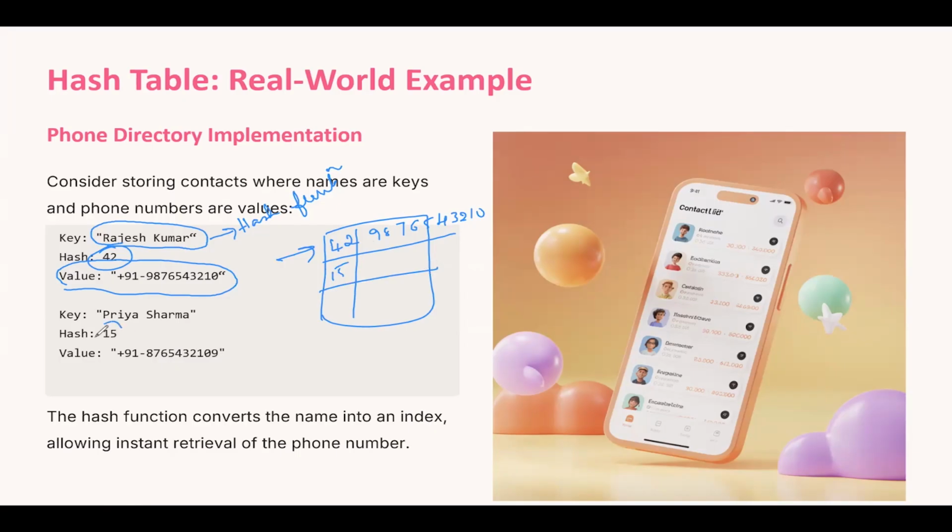Now you may ask, how did we generate this? So we'll discuss the different hash functions. Here the hash function is important. What are the different hash functions we can use in order to convert the given value into the index? So this is one of the examples.